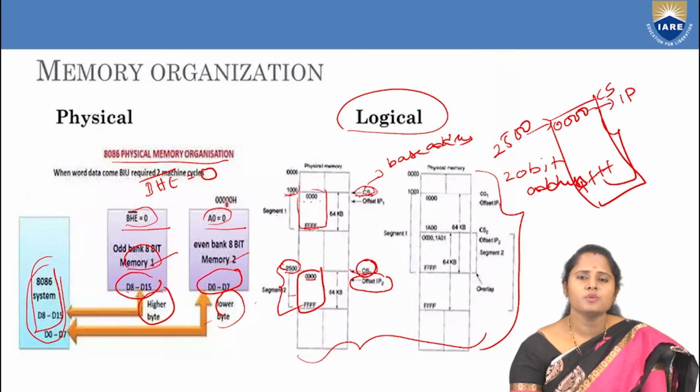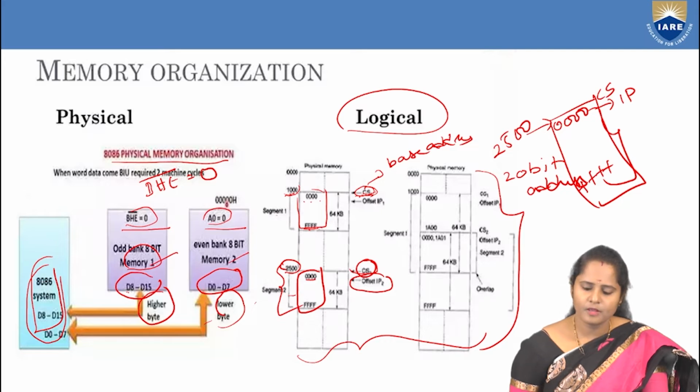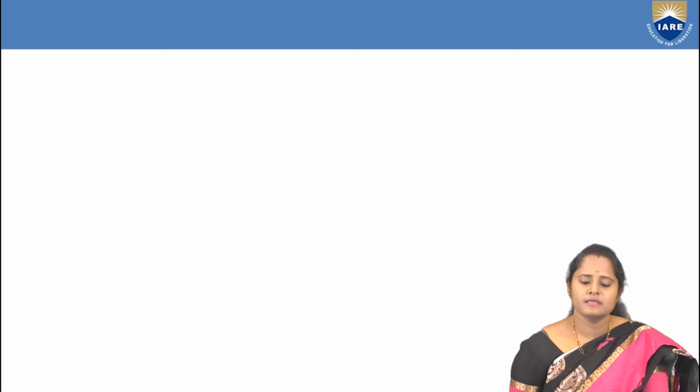So when the 20-bit code segment is added with the 16-bit instruction pointer, you will generate a 20-bit address. That 20-bit address is a physical address, shown here for the memory of 1 MB. So this is the memory organization of 8086.